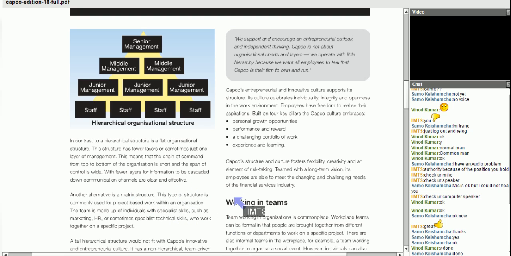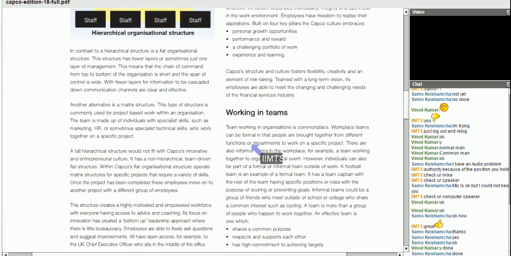Now another alternative is a matrix structure. In the matrix structure, we also saw the project manager reporting to the vice president, to the president of the company, and then the department's head also reporting to the same person. It is commonly used for project-based work within an organization. The team is made up of individuals with specialist skills such as marketing, HR, or sometimes specialist technical skills who work together on a specific project.